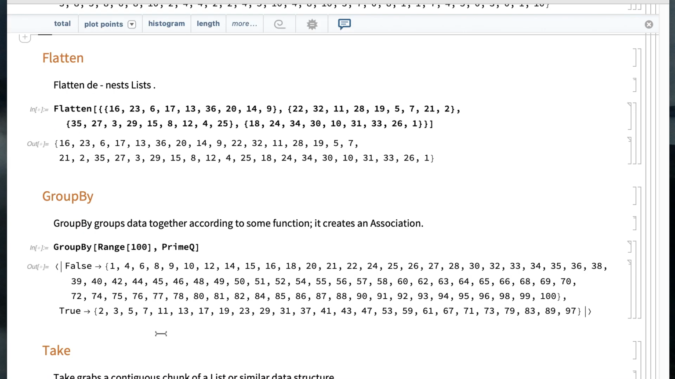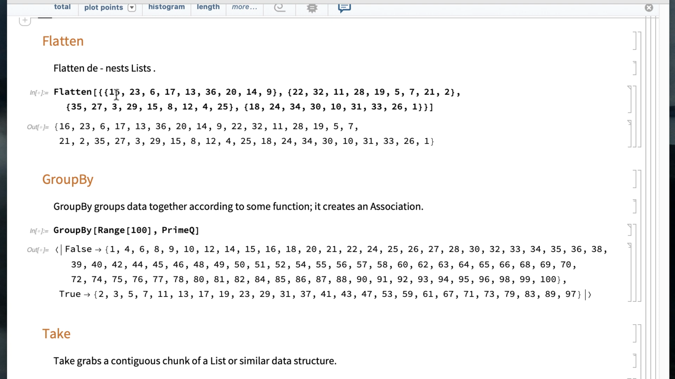Flatten. Remember I showed you we have nested lists. What if I want to denest them? So I just want to turn this into one big list. So that's flatten. There's more complications to flatten, but there it is.